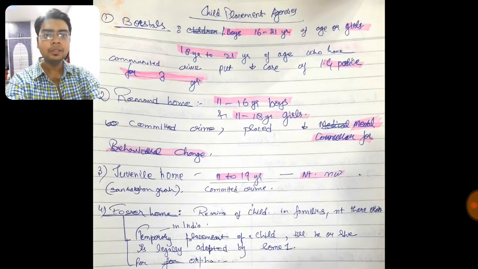Juvenile home is for 11 to 19 years, though it is not followed now. In a foster home, the child is kept with families that are not their own until they are adopted by someone.